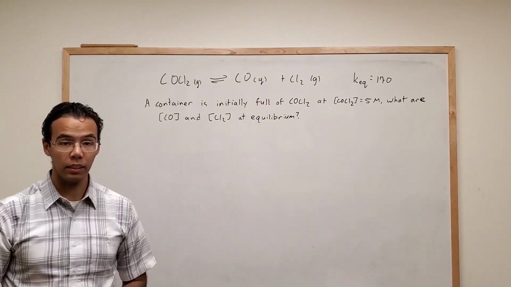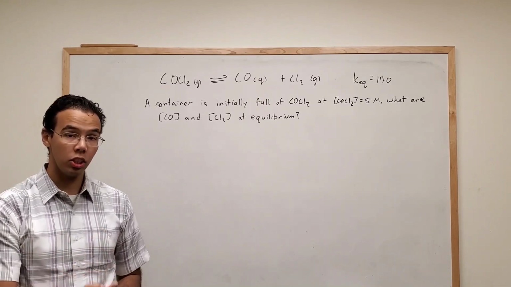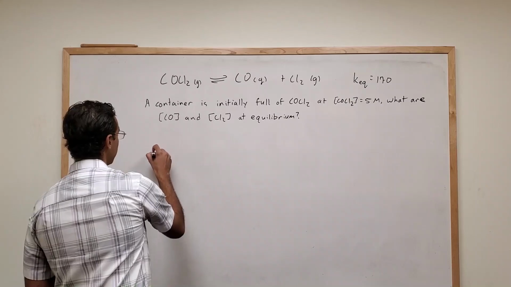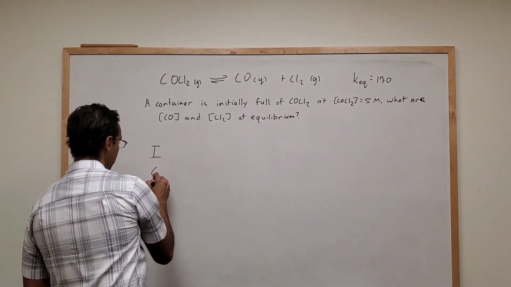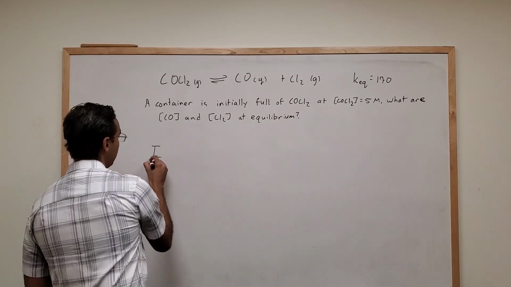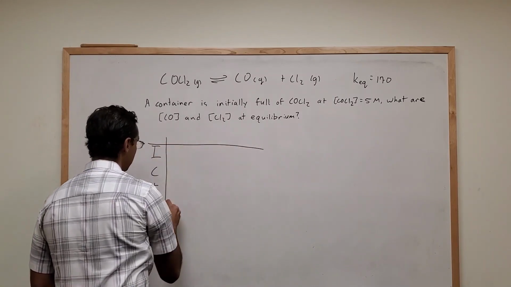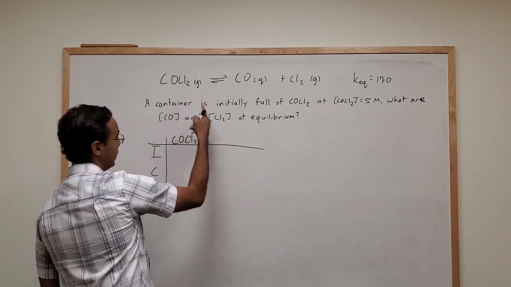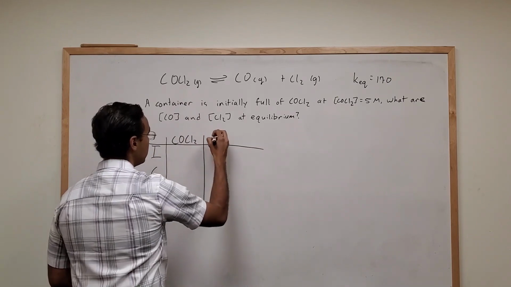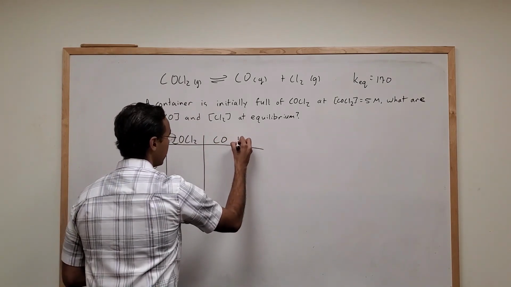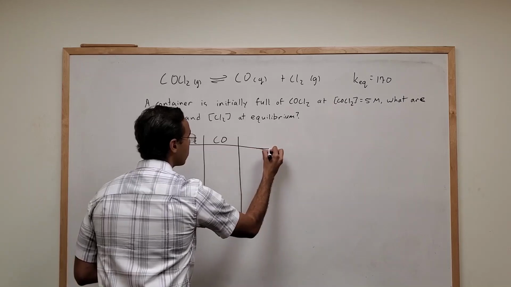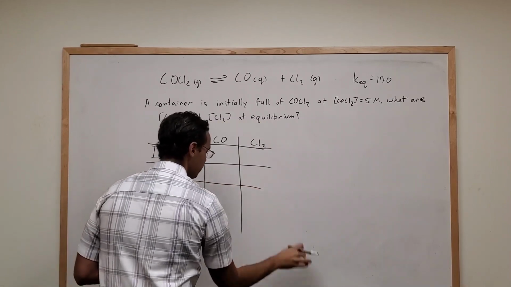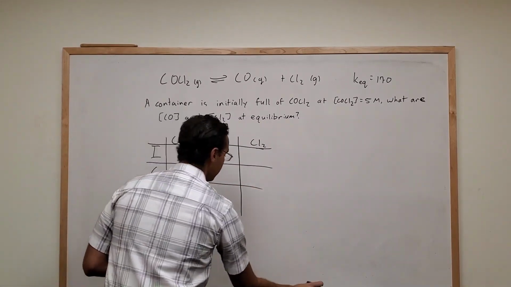The method is called ICE because it stands for initial, change, and equilibrium. When we're doing a problem such as this one, we're going to make a little table, with ICE in the leftmost column. Then we're going to have our reactants first, so COCl2, and if we had another reactant, it would be the next column. But we don't, so then we're going to have our products, which are carbon monoxide and chlorine gas.